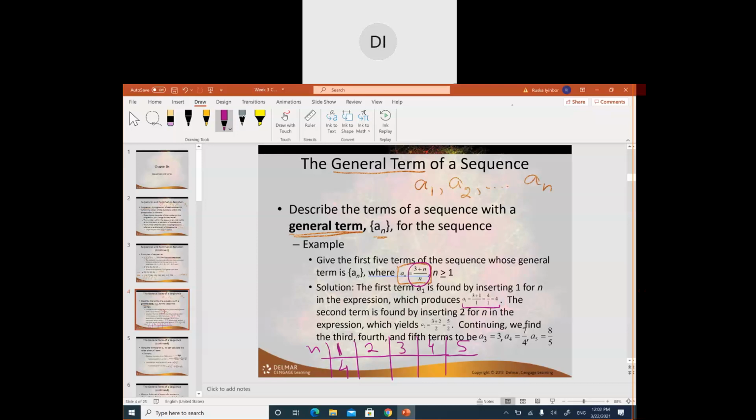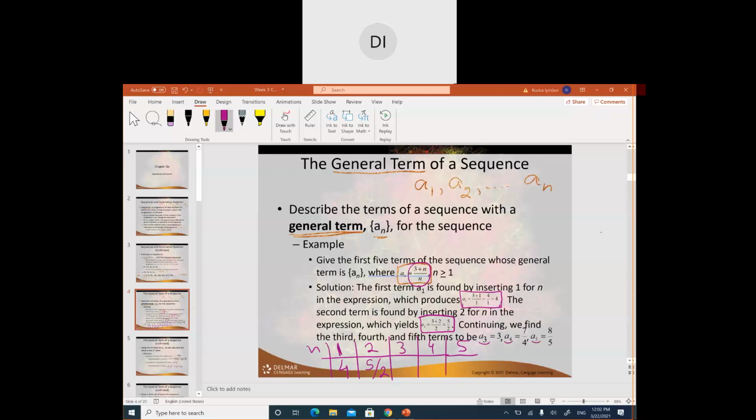But this is what you're doing. When n is 1, you replace n with 1 in the formula: 3 plus 1 divided by 1, simplified is 4. Then you replace n with 2: 3 plus 2 over 2 is 5 over 2. Then you continue with A3, A4, A5, using the same formula. Make sense? You understand that? Yes? Okay. So that's how you calculate the first 5, or whatever term they ask you to calculate.